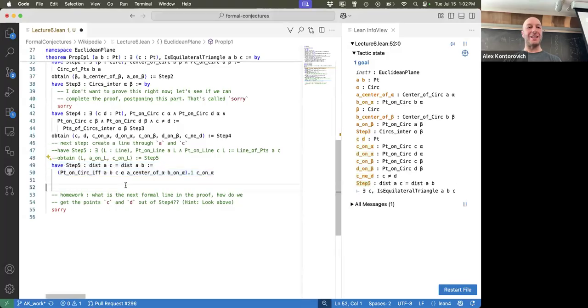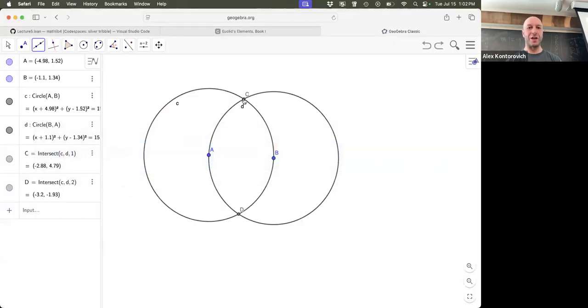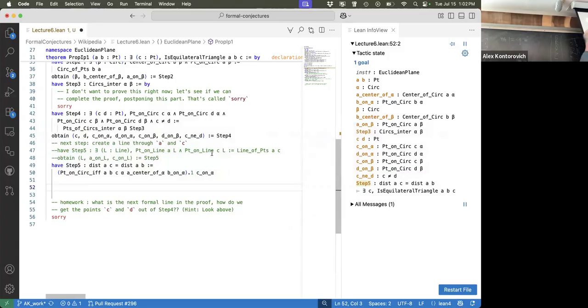So we know the distance between A and C is equal to the distance between A and B. What's step 6? So in terms of pictures, we've shown that for this point C, the distance from A to C is the same as the distance from A to B. Why don't we take 5 minutes and I'll leave this open and see if you can work out what step 6 is. And you can work in groups. See if you can work out what we should write for step 6.